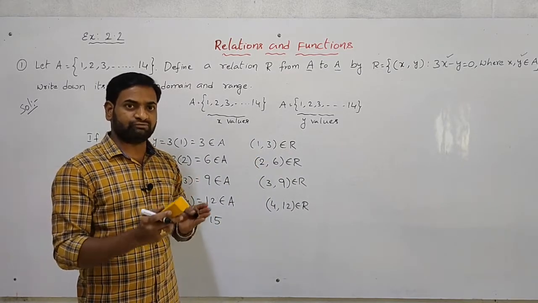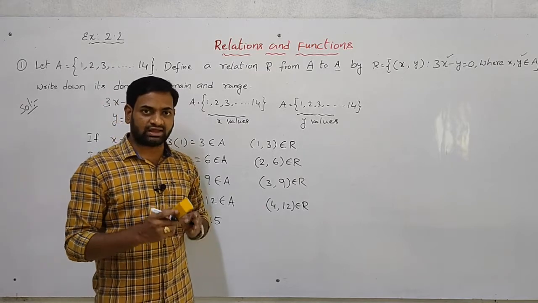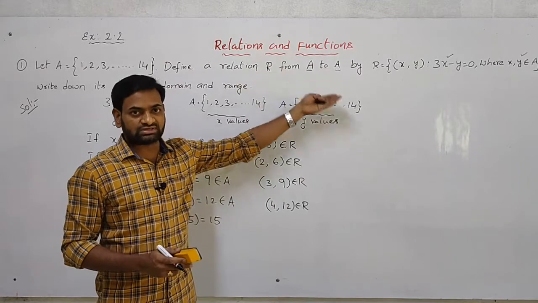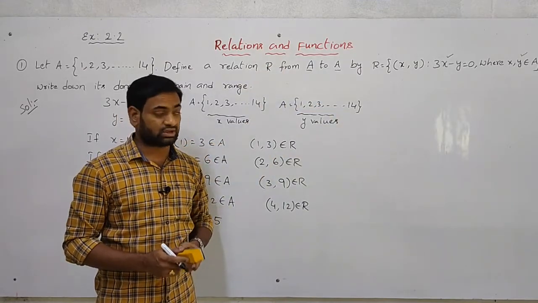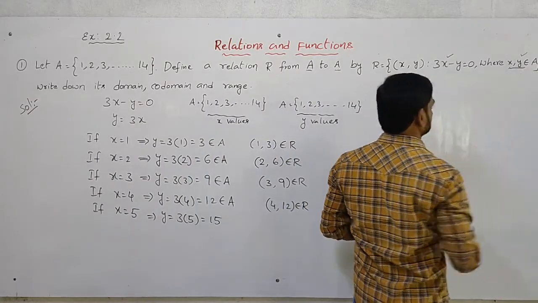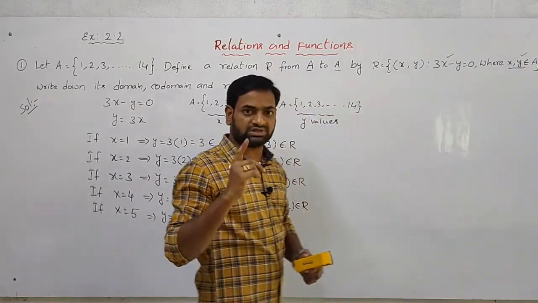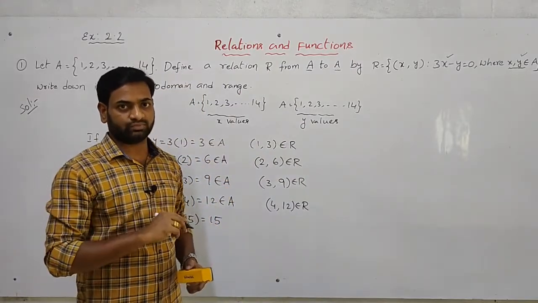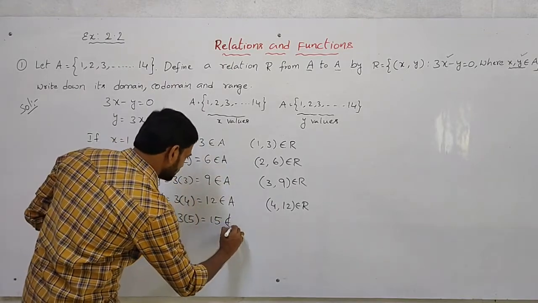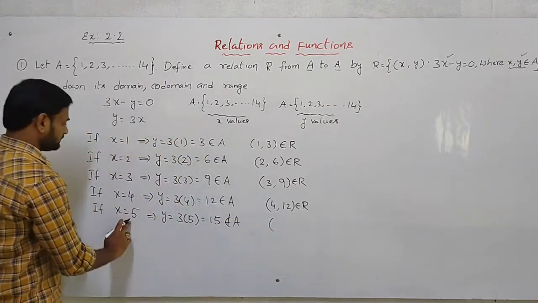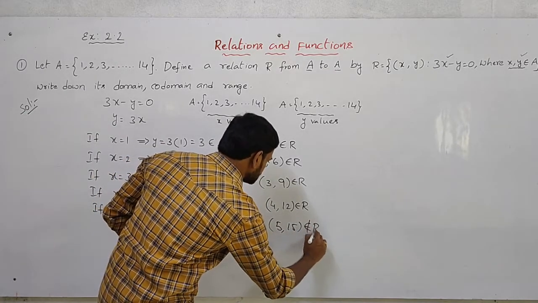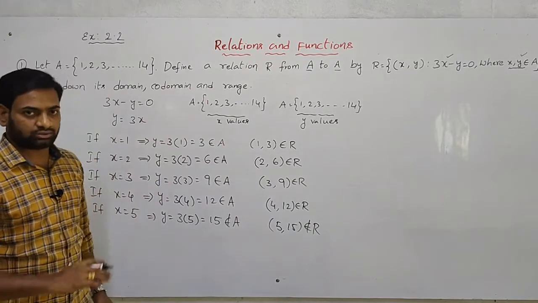Which values are within the set, those values we have to take. If it is out of the set, don't take those values, because the condition given here says the x value and y value compulsorily belong to A, in A only, not from outside of A. So it does not belong to A. So the ordered pair 5 comma 15 does not belong to R, not in the relation R.